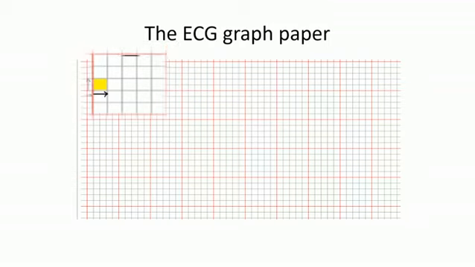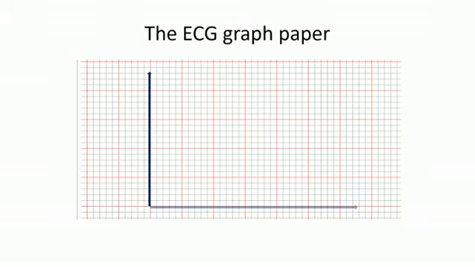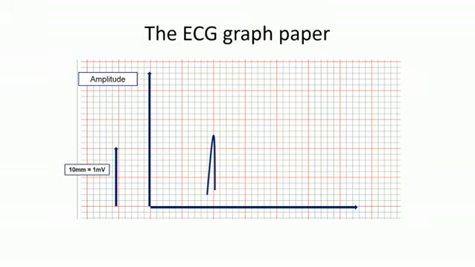Being a graph, we have a vertical and a horizontal axis. On the vertical axis we measure amplitude, which is the amount of electrical force being generated. This means that the greater the force is, the taller or deeper the deflections. On the vertical axis, 10 mm or 10 small squares in height are equivalent to 1 millivolt of electrical current.